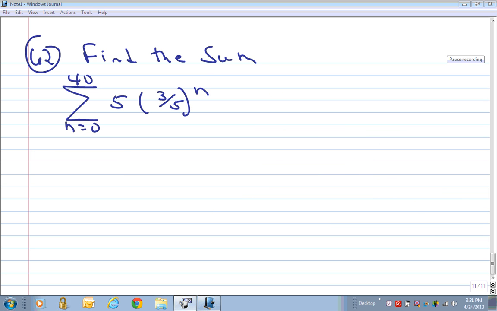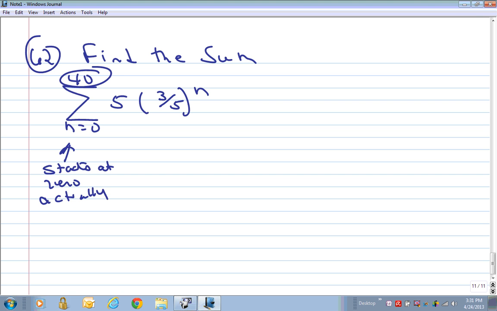Okay. Problem 62 asks us to find the sum, and we would know that because of this sigma notation. You have to be really careful this time because our index starts at 0. If we started at 1, our upper limit would be 40, and we'd have 40 terms. But because we start at 0, we actually have 41 terms that we want to total up. So you've got to be really careful. So 41 will be our n value in our formula.